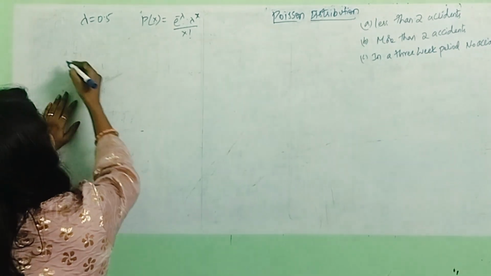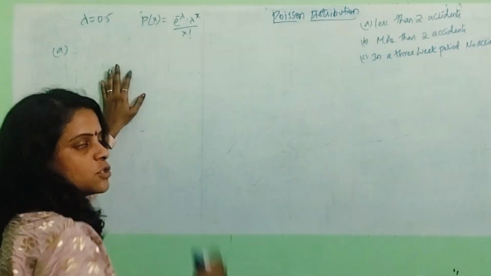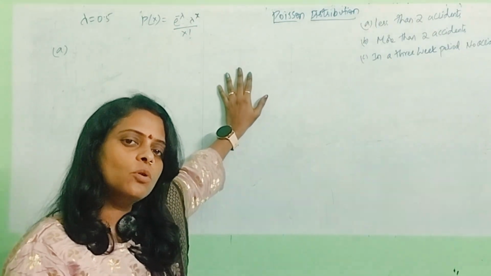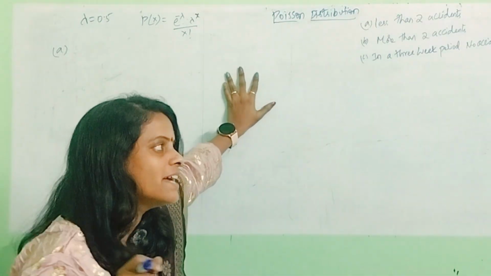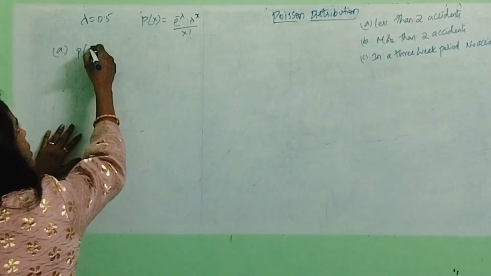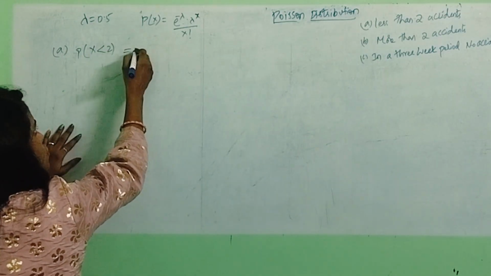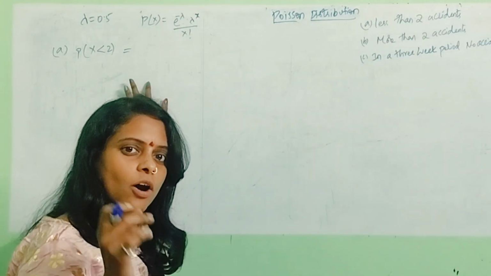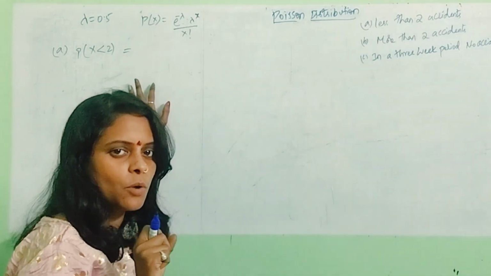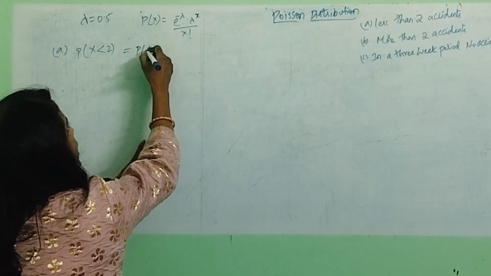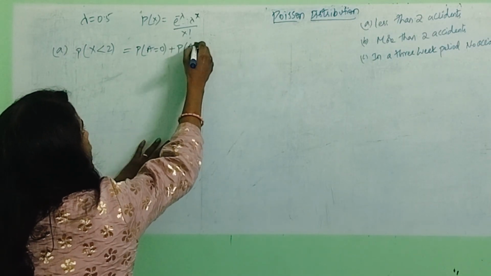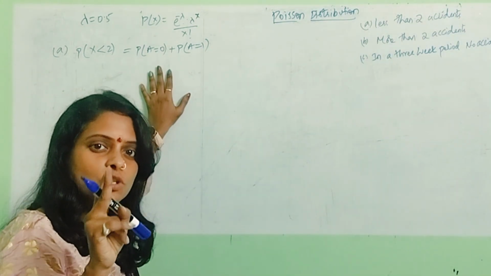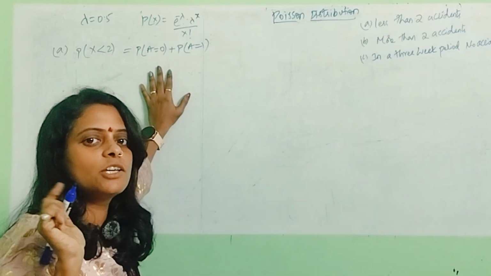For that, first we'll go with the first one, less than 2 accidents. How can we write less than 2 accidents? It can be written in this form, that is probability of x less than 2. Less than 2 accidents means it can be either 1 accident or 0 accidents. So that is P of X equal to 0 plus P of X equal to 1.